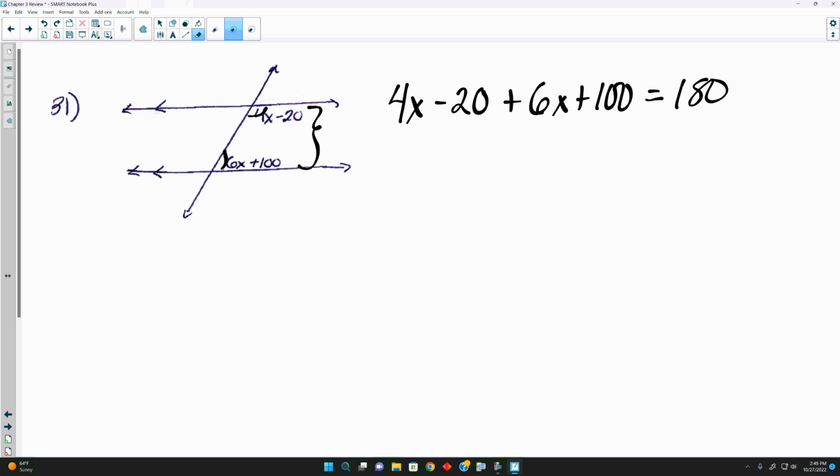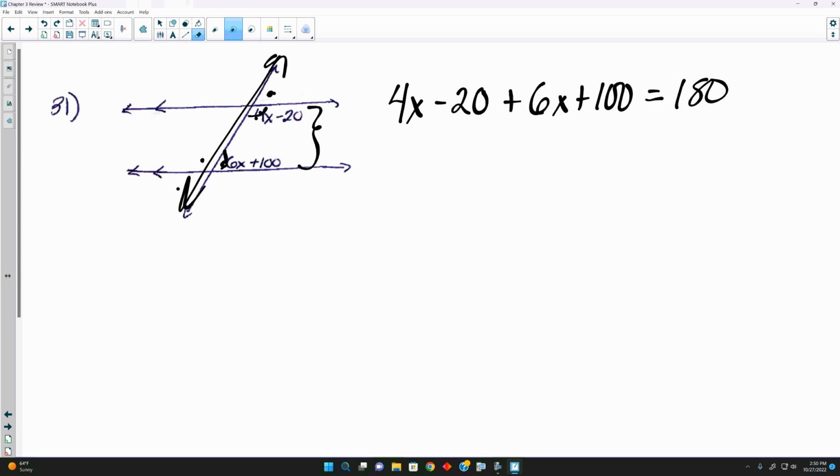So alternate interior is what? On opposite sides of the transversal. This here is the transversal. It's cutting the two parallel lines. So alternate interior are these two here. Alternate exterior would be the same, but outside. Corresponding would be here and here, yes?